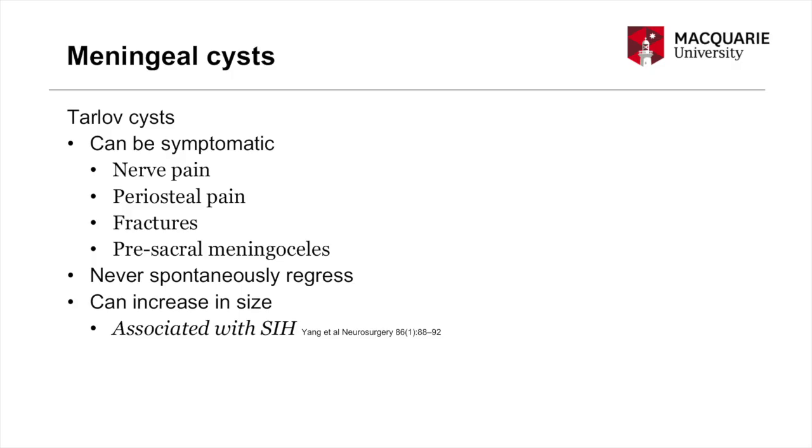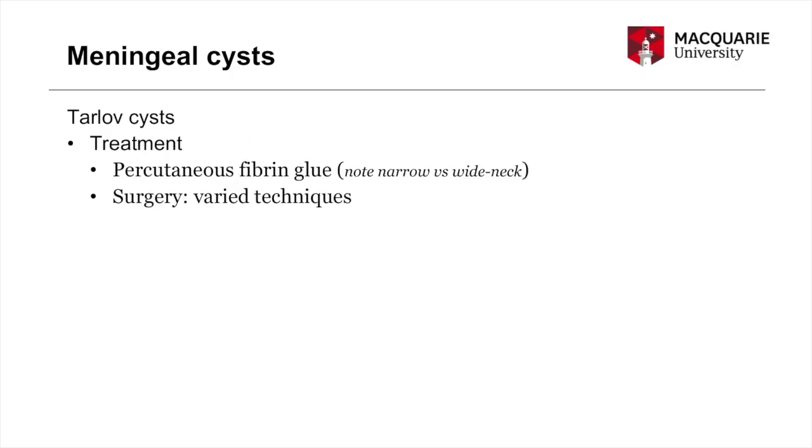They never get smaller, but they sometimes get bigger. And when they get bigger, that is associated with the onset of intracranial hypotension. So Tarlov cysts can be treated directly, most commonly, I think, directly injected with fibrin glue, and there are various types of surgical techniques to treat them.